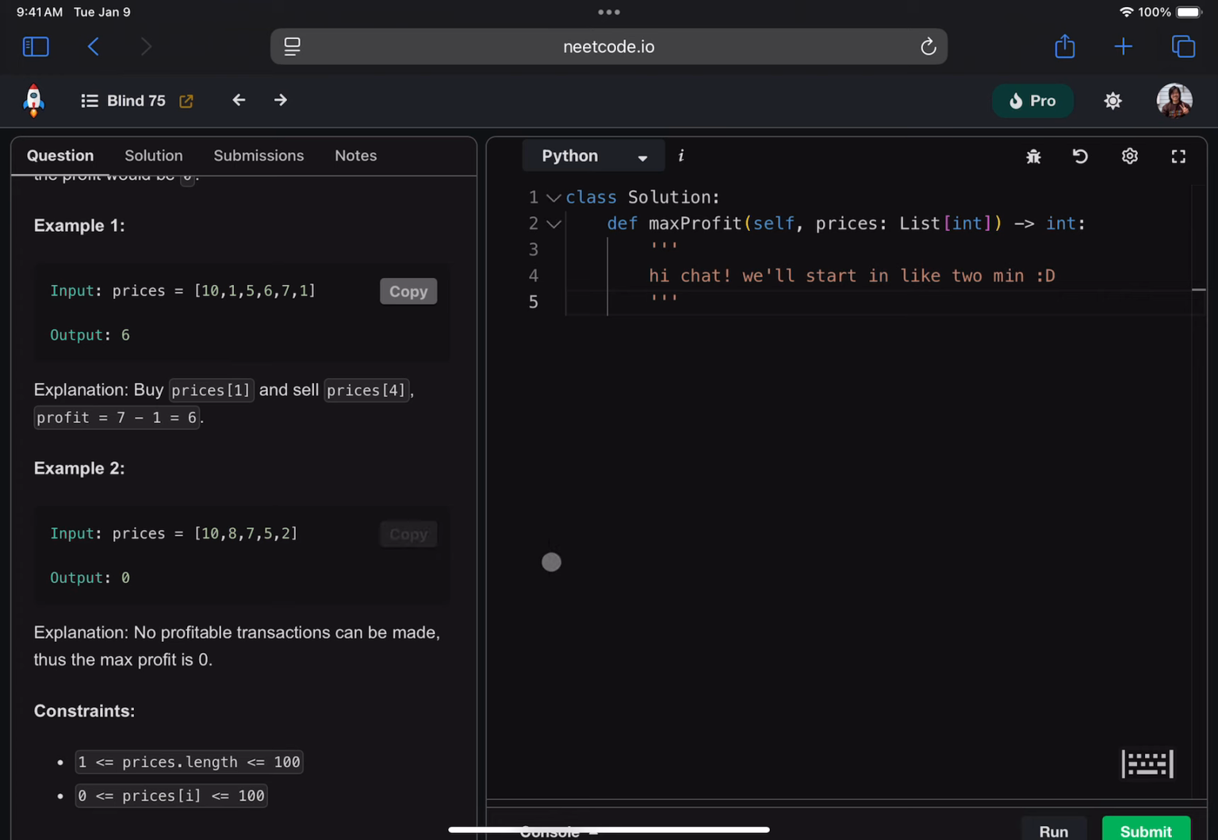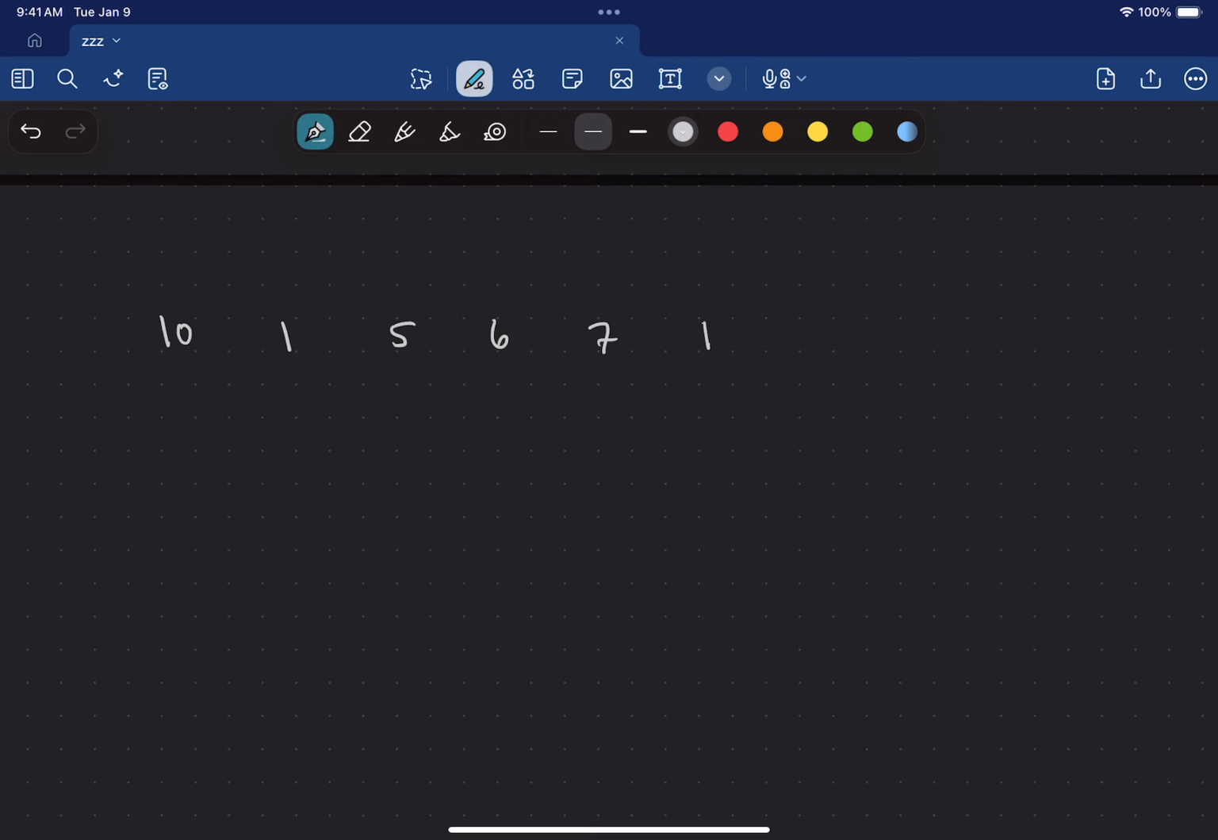Okay, so let's talk about what we can do here. We've got 10, 1, 5, 6, 7, 1. We'll diagram this out a little bit. Okay, so let's say that this is our array here. There are a couple ways we can approach this. I think we'll go over the naive way first because it's pretty quick.